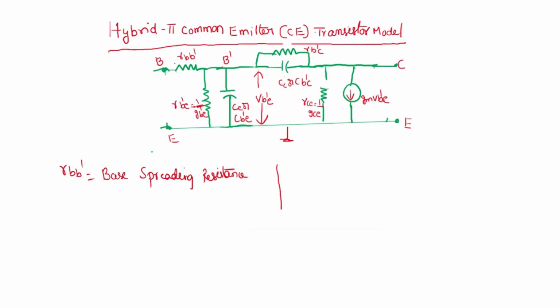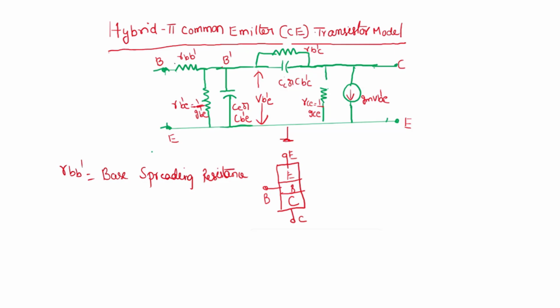I'll explain. See, this is a transistor schematic diagram. This is emitter, this is base, and this is collector. The emitter terminal is here, the base terminal is here, and the collector terminal is here. Okay, we know when you apply the base current, see, high frequency, this is the hybrid pi common emitter transistor model, we are using it for high frequencies.